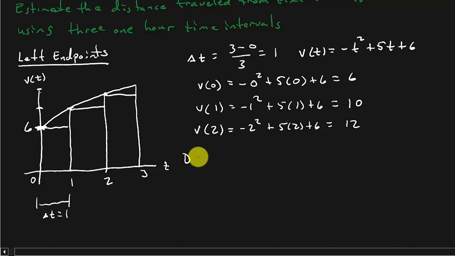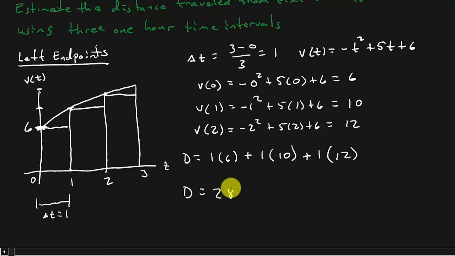So the distance is equal to the width of the rectangle times the height. That's this first rectangle. Plus the width of the rectangle times the height, which is 10. That's the area of this rectangle. Plus the width of the rectangle times the height of the rectangle, which is 12. This is the area of this rectangle. So the distance is 28.